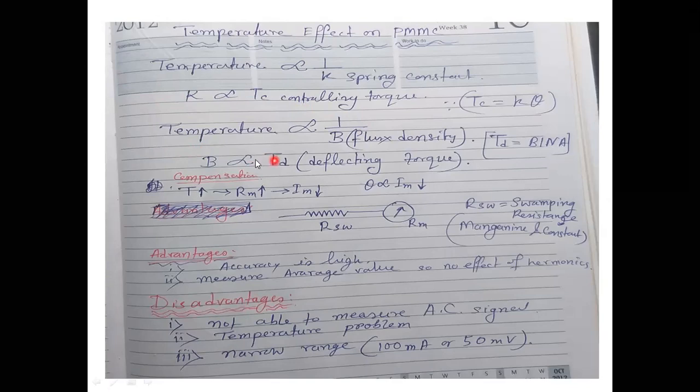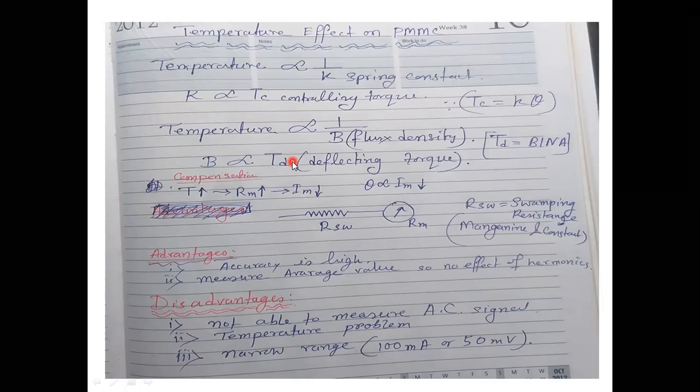Another way, temperature is also inversely proportional to the flux density. So first, temperature hampers the controlling torque, and temperature also hampers the deflecting torque. Temperature is proportional to 1 by B, where B is the flux density. If temperature is increased, then flux density will decrease, so the deflecting torque also decreases. So you can see if temperature changes, then the deflecting torque also changes and the controlling torque also changes.